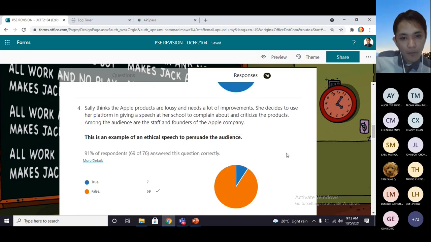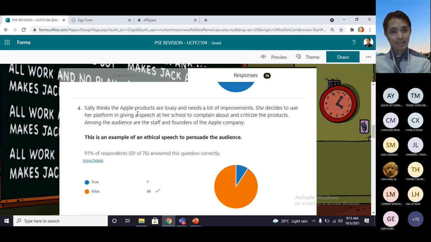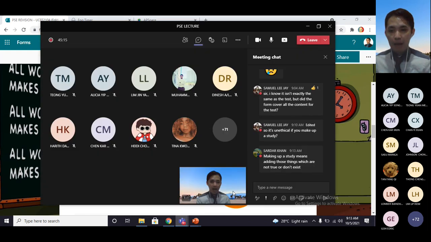So here, I think some of you got it wrong. Seven of you got it wrong, but most of you still got it right. In this case, Sally thinks that Apple products are lousy and need a lot of improvements. She decides to use her platform at a school to complain and criticize Apple. Among the audience are the staff and also the founders of the Apple company. Why is this example not ethical?